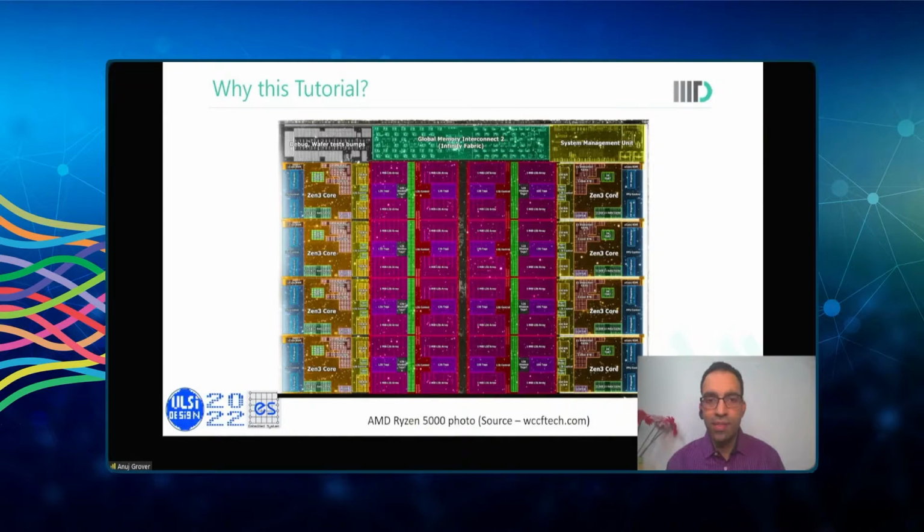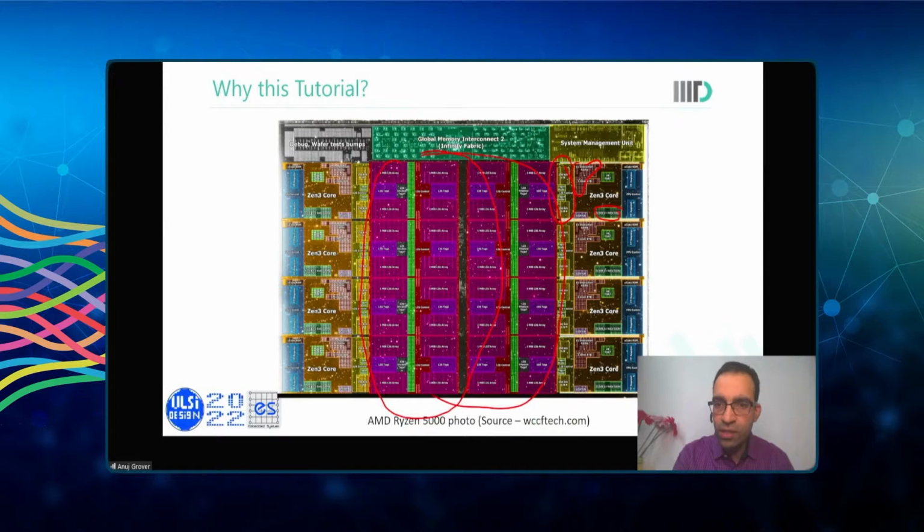So SRAMs, in those terms, on-chip SRAMs are a major part of any digital SoC, and this in itself is reason enough for us to look into this tutorial with sufficient interest. For example, all this pink region in the center, in fact, all this region is L3 caches. Over here, you have L2 cache regions, and all this is L1 cache.